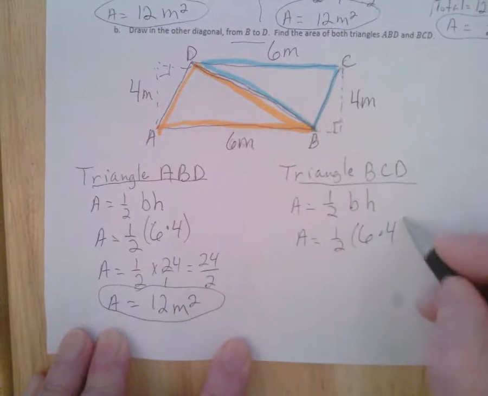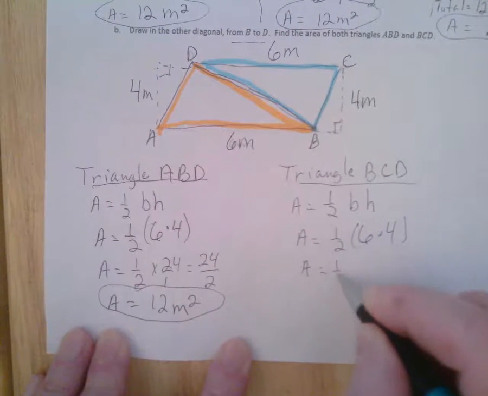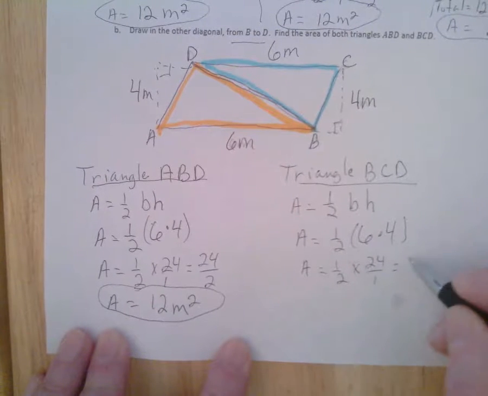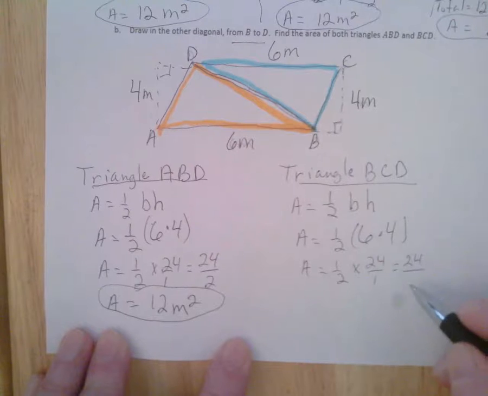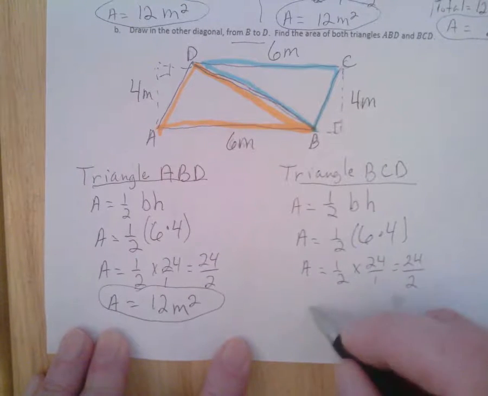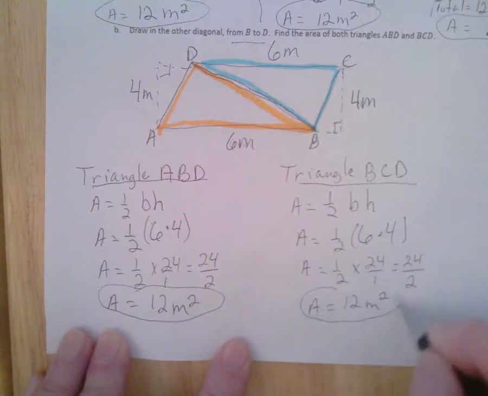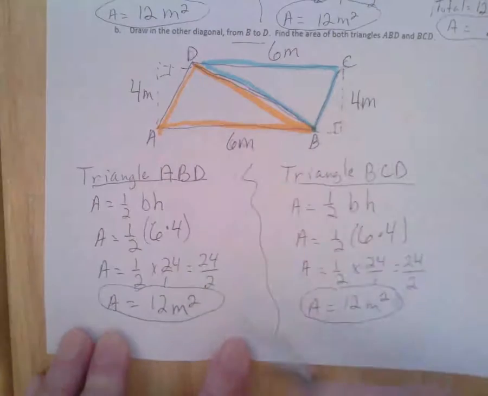So I have area is 1/2 times 24. 1 times 24 is 24. 2 times 1 is 2. So my area is 12 meters squared, which we knew they should have been the same because they're congruent triangles.